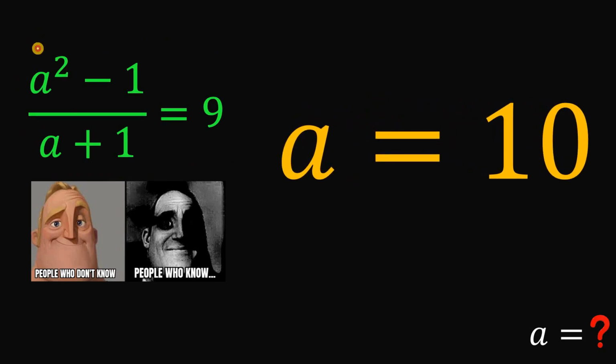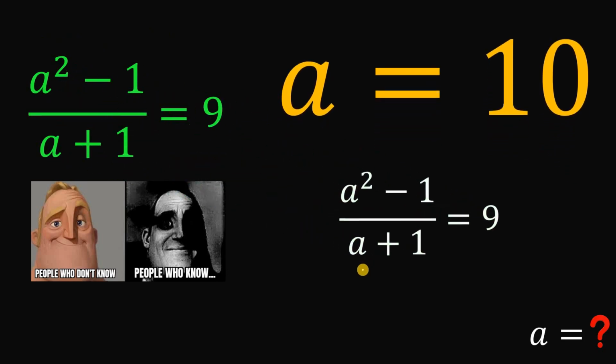Now, let's check. We have 10 squared minus 1. 10 squared minus 1, we have 100 minus 1 or simply 99. And 10 plus 1 is just 11. And 99 divided by 11, this will give us 9. So a equals 10 is definitely correct. Now, how about the shortcut in solving this kind of question? So now let's get the equation again, the rational equation again.